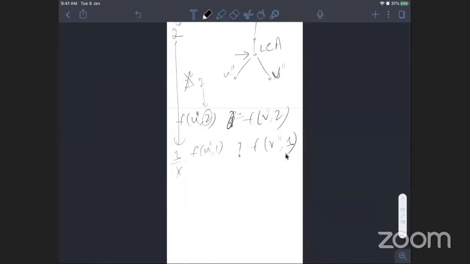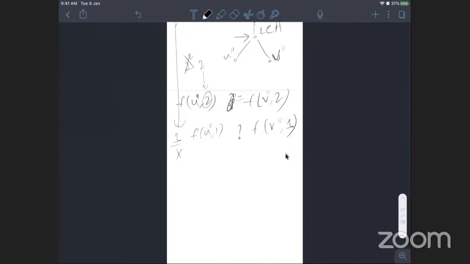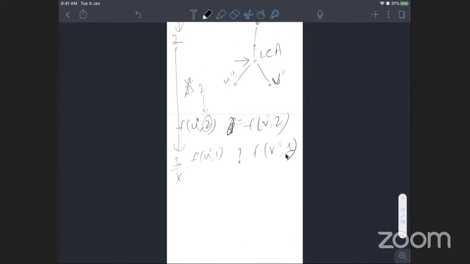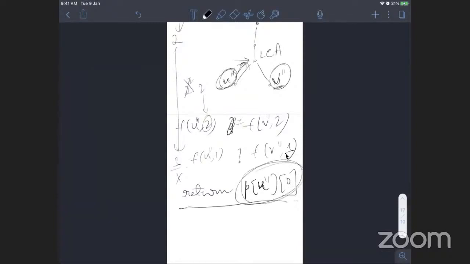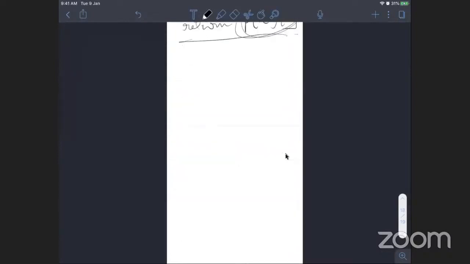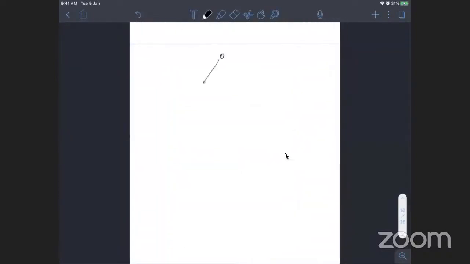Once the algorithm terminates, here's the conjecture: you'll definitely be one step away from the LCA. The U dash, U double dash, triple dash, whatever value, and the V double dash, they will just be one step away. So the final answer will just be return P of U double dash, 0. It's guaranteed that this is the LCA at this position, at this time. I'll give you an example to make this more clear.